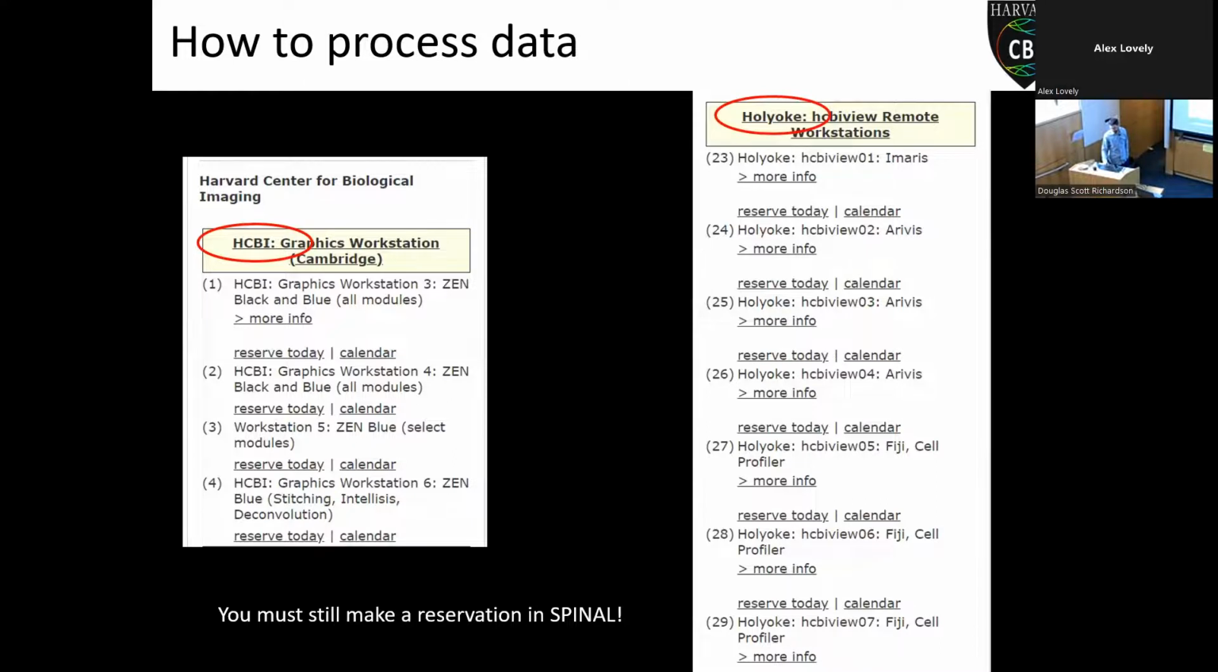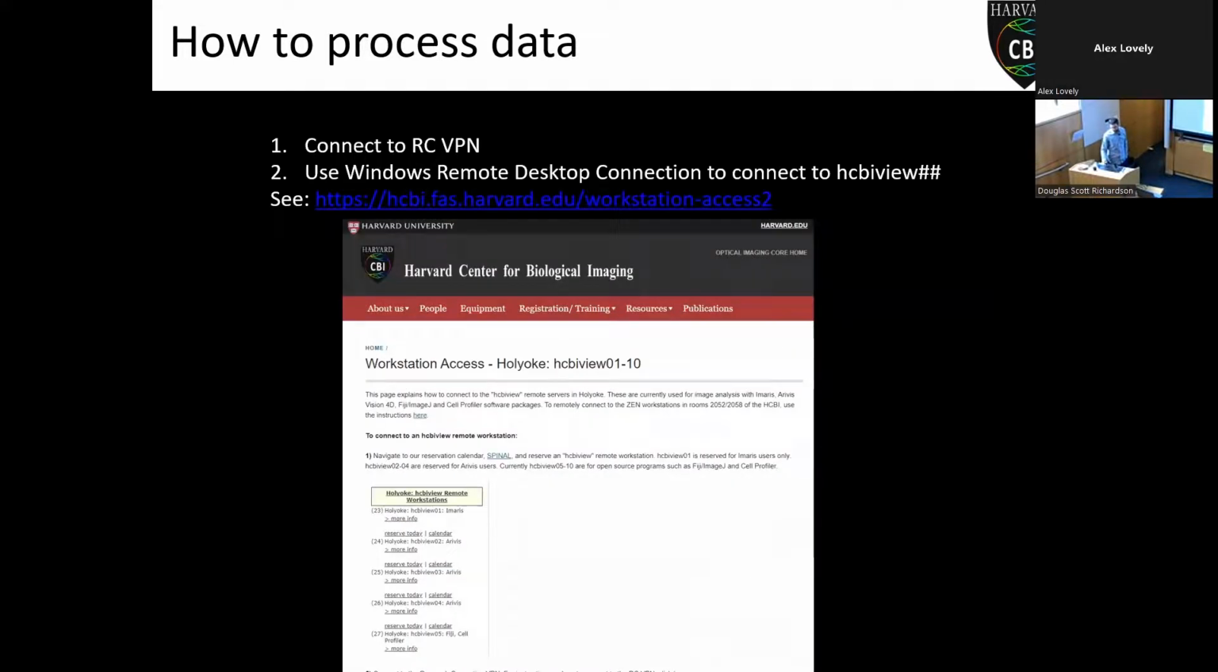And then the next thing you do is, again, connect to the RC VPN, and then you're going to use Windows Remote Desktop to connect. Once again, all these instructions are on our website, on the resources tab, there's a tab that says Remote Workstation Connections. But what I'm going to do is try and show you how this works real quick.